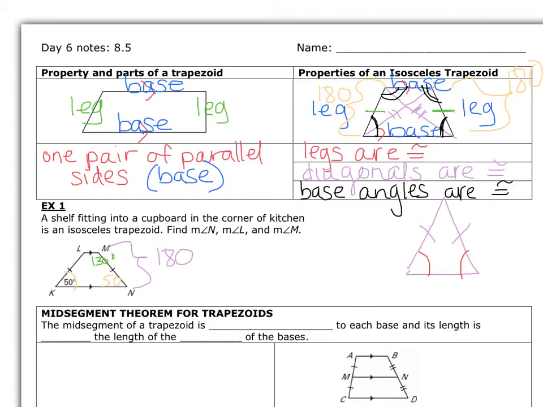And remember, again, along the bases, angles are congruent. So the measure of angle L is 130 degrees, the measure of angle M is 130 degrees, and the measure of angle N is 50 degrees.